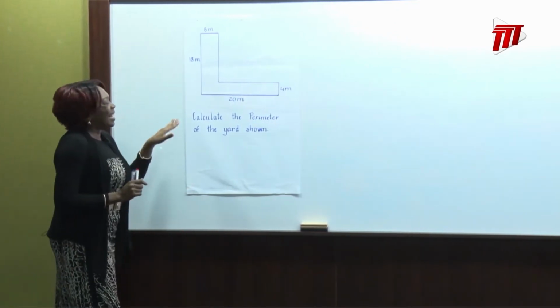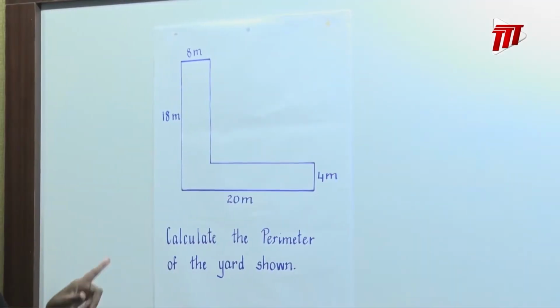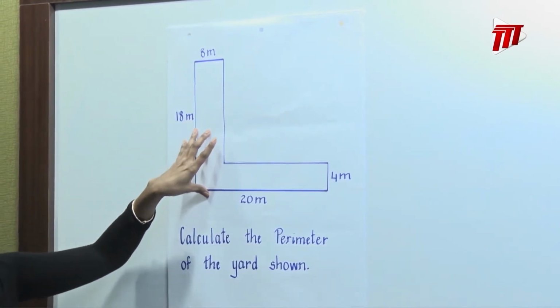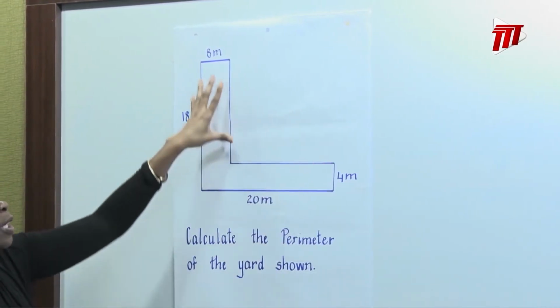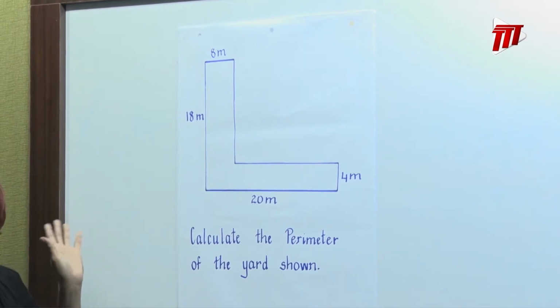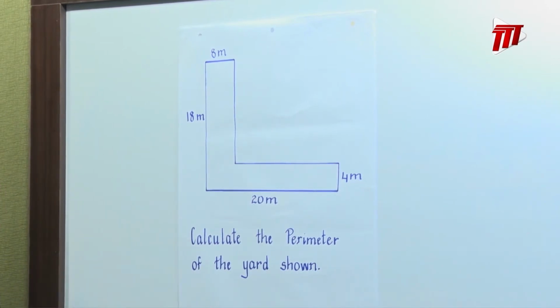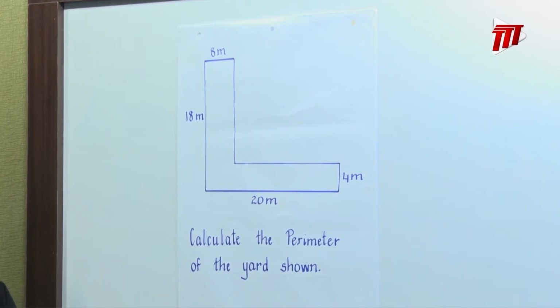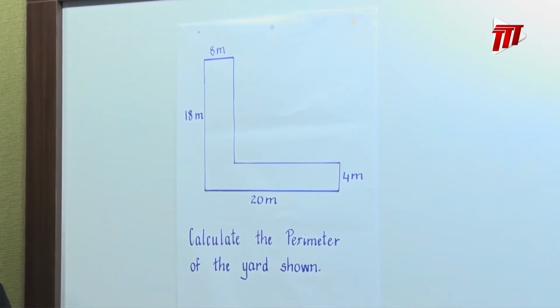It says, calculate the perimeter of the yard shown. So if you notice, you're seeing an L here. This is a yard, all right? It's in this form here, but again, it's a compound shape. What are you really seeing there? Are you seeing it? It's like two rectangles that are joined together, all right? But if it is, we have to find the perimeter of the shape.